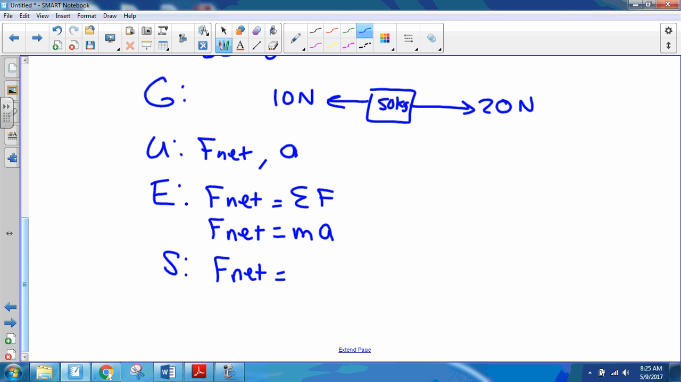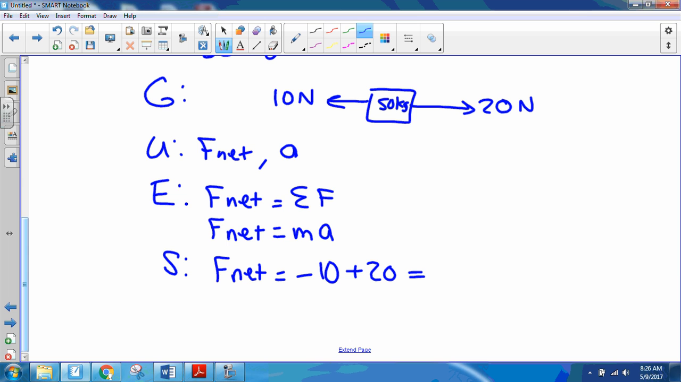is, we got 10 to the left, so left is positive or negative? Negative, so we got minus 10. And then we got 20 newtons, and that's to the right. Is that positive or negative? Positive, good, so plus 20. Equals how many total?